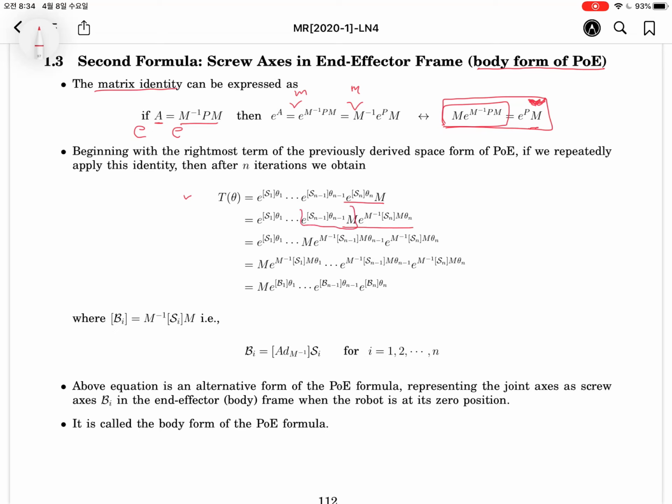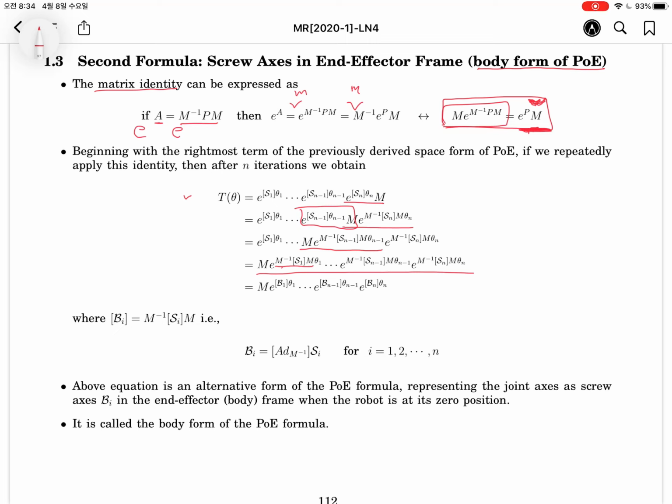Okay, one more. If you consider this matrix equation, we can get this kind of form again. So one more identity is applied here. This identity is repeatedly applied, then we can get this matrix form. Okay, the M is going to the front side, so we have another form of matrix equation for the kinematics.